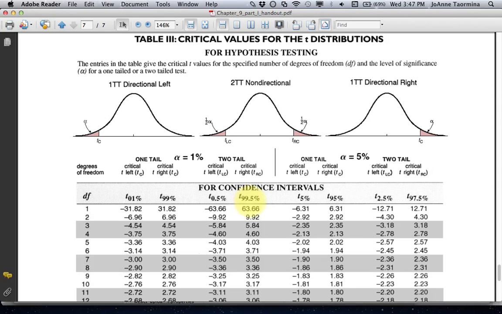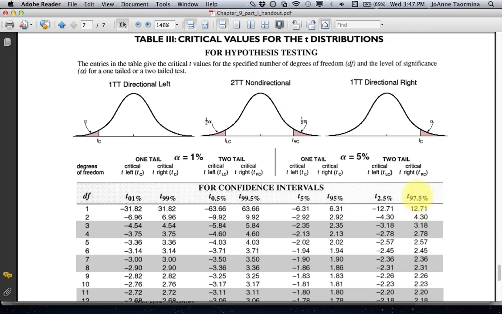the t 99.5 column is used when you want to construct a 99% confidence interval. The t 95 column is used when you want to construct a 90% confidence interval, and the t 97.5 column is used when you want to construct a 95% confidence interval.